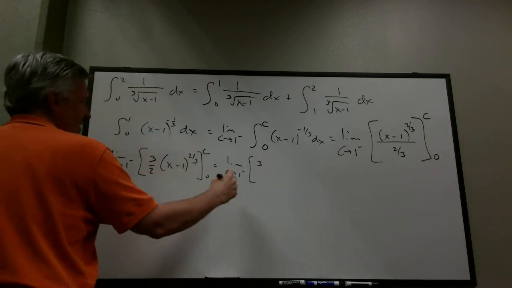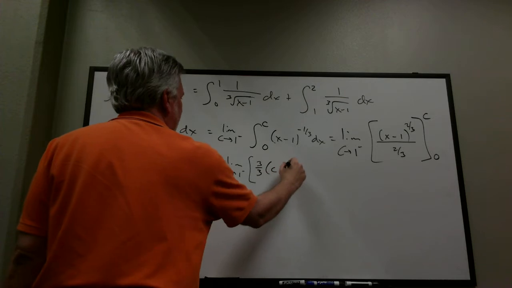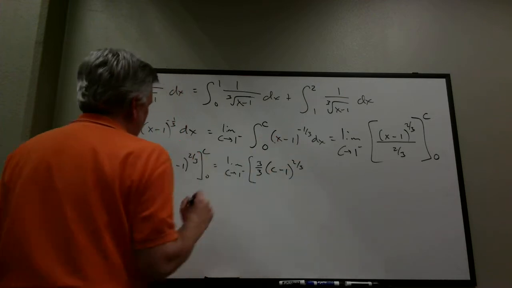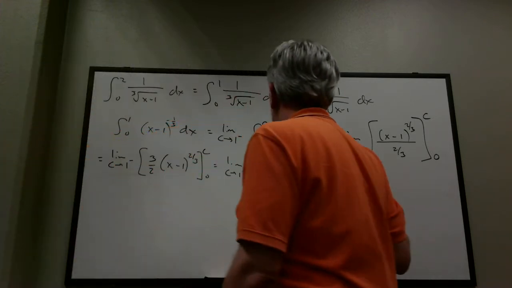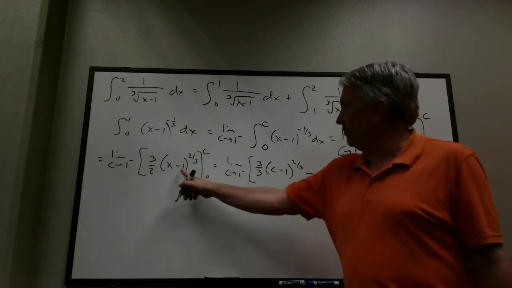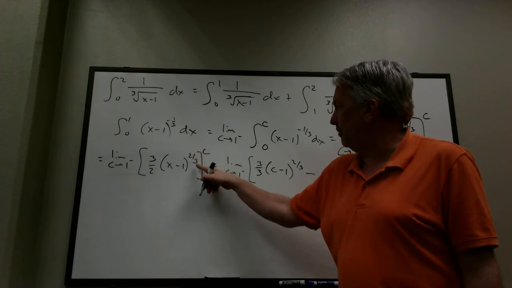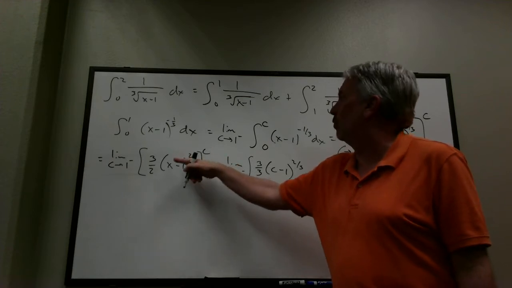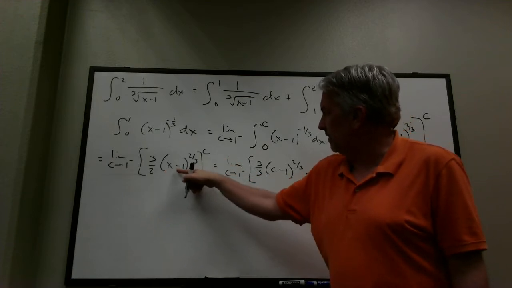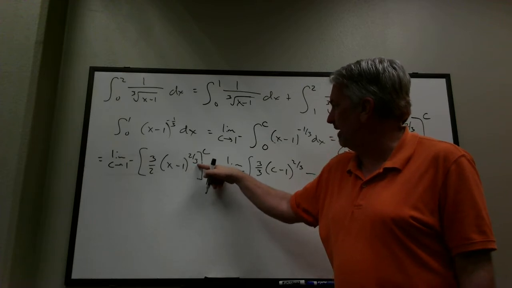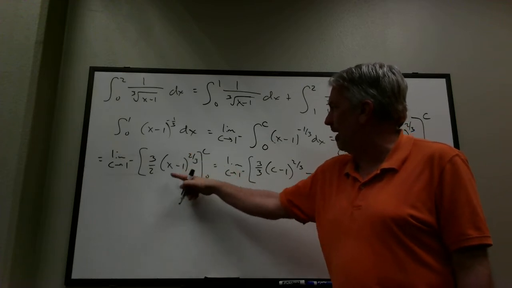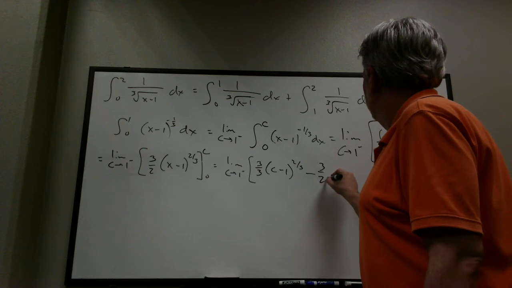So if I plug in c, I get 3/2 (c minus 1) to the 2/3. And then minus, when you plug in 0 for x, negative 1 to the 2/3. Remember, 2/3 means cube root squared or squared cube root. So if I plug in 0, I get negative 1. The cube root of negative 1 is negative 1, squared is 1. So I just get the 3/2.